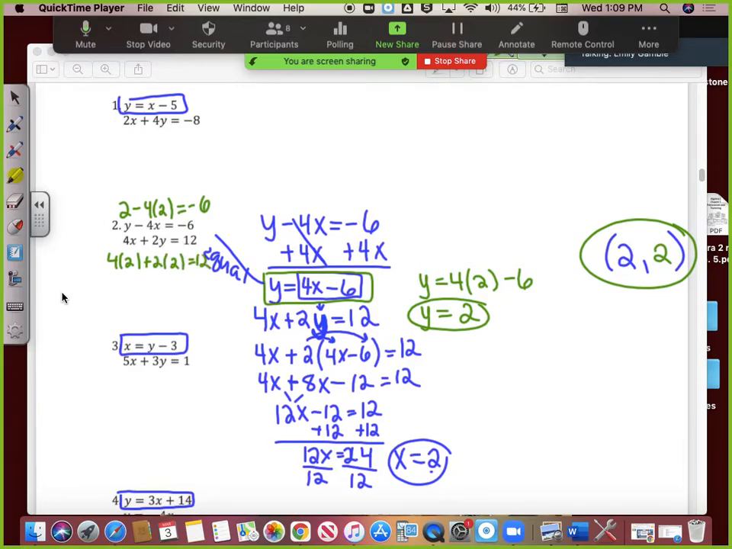4 times 2 is 8. 2 times 2 is 4. 8 plus 4 is 12. Yes, it works. You could also use your graphing calculator, but in order to do that, all of the equations have to be in slope-intercept form because your calculator only understands y equals. So you'd have to do some algebra to put the second one into slope-intercept form.